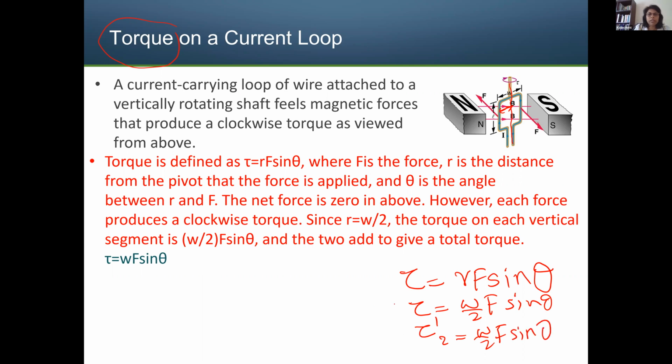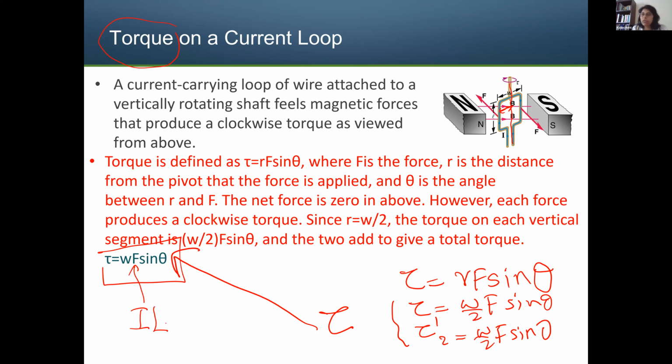Then you're going to add these two together. That will be your net torque. That's why I have it in here: W times F times sine of theta. That's how you calculate the torque of the rotating coil, right? And in addition to that, my next slide is explaining how to input this force, because force we will be able to calculate by using current, length, if the current and length are usually perpendicular, right? Current and length are usually perpendicular.